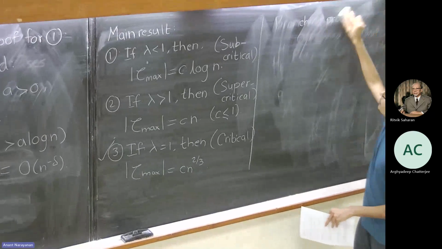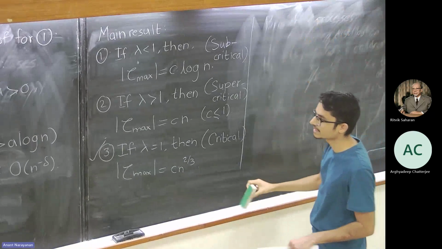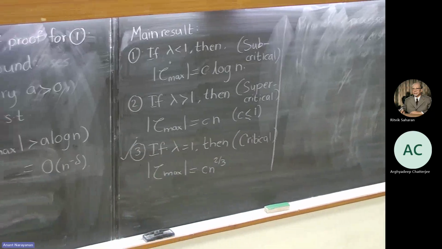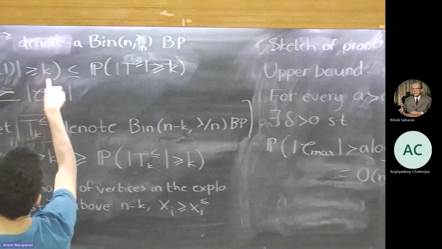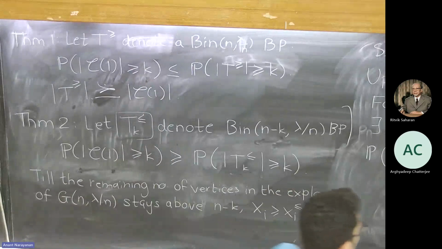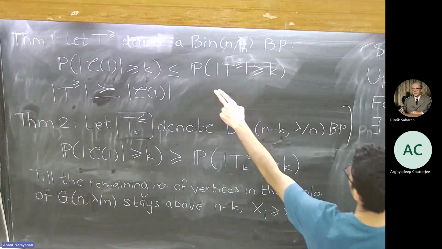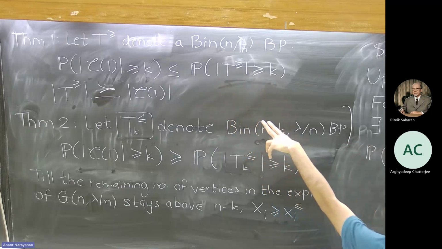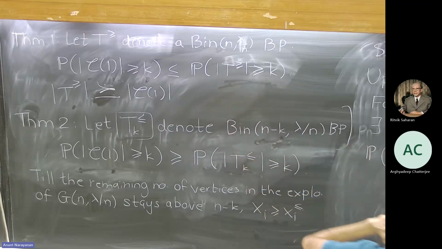For the upper bound, the proof is quite simple. What you're doing is that you use that stochastic combination right away. So what you will get is that if you put k equals k log n, you use this stochastic combination to study a binomial branching process. When does a binomial branching process have size greater or equal to k?